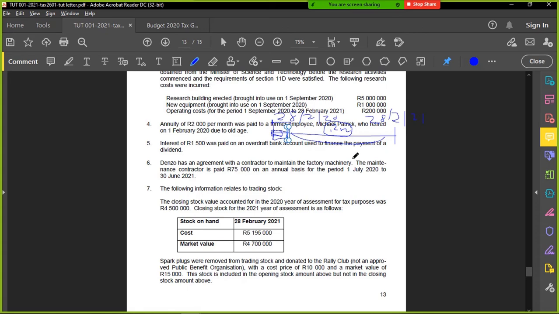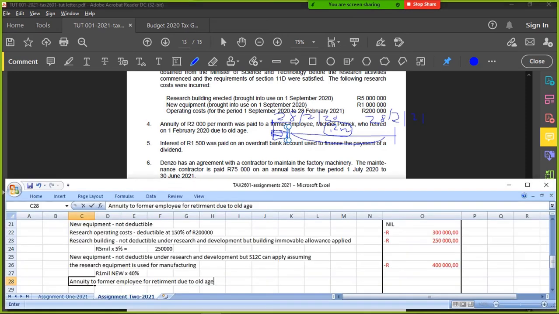Okay, just making sure, because I also did 12 months. Yeah, 12 is correct. So this was 2000. Okay, 24,000 will come off as a deduction. Happy? Yes.